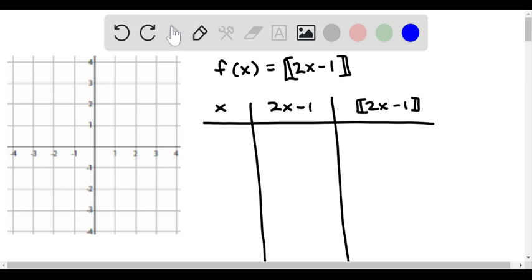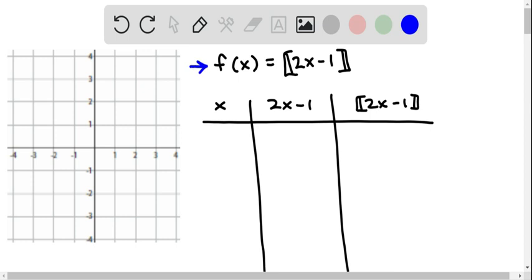For this problem, we want to graph f of x equals the greatest integer of 2x minus 1, and we're expecting that to look in some ways like the other greatest integer functions that we've seen, where we have a series of steps like this. So it's going to look something like this, but not exactly like this. And I think for us to figure it out, what we can do is go ahead and try plotting some points.